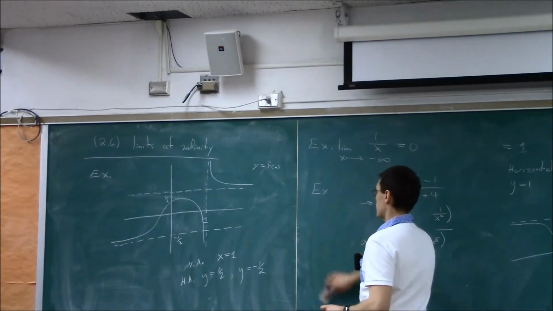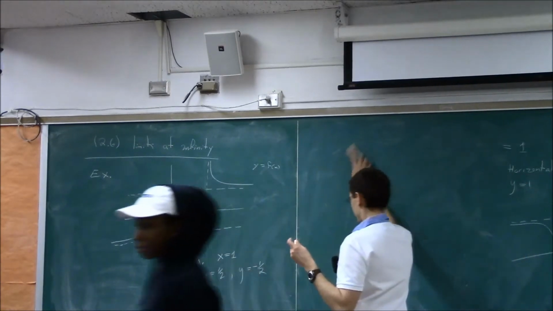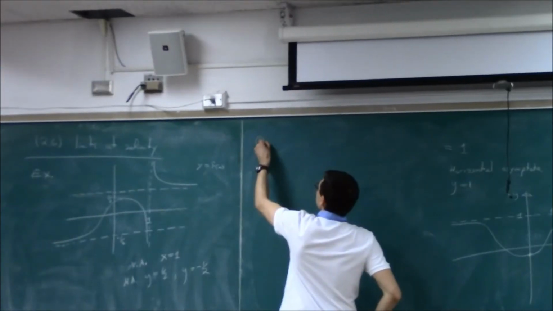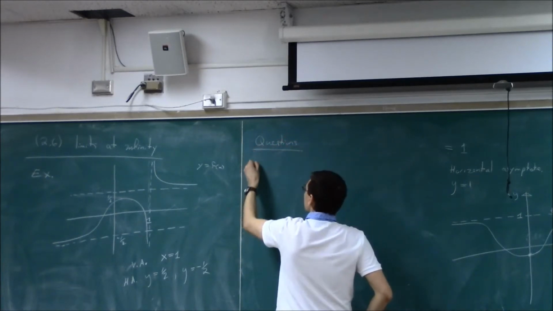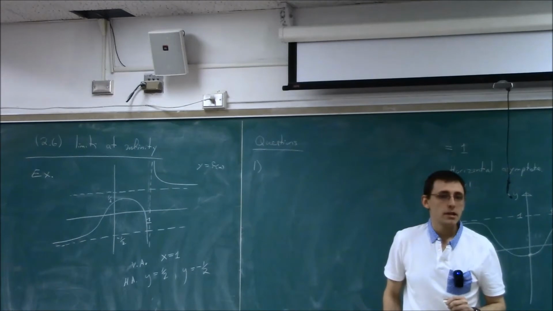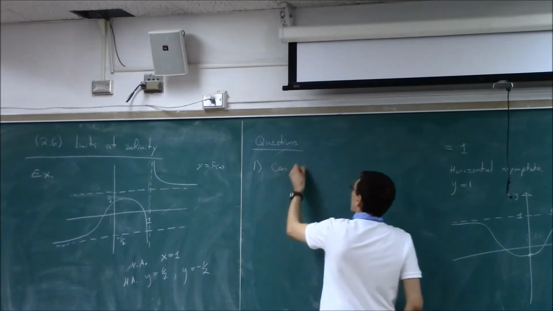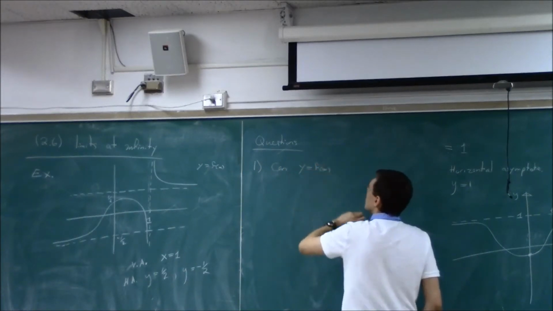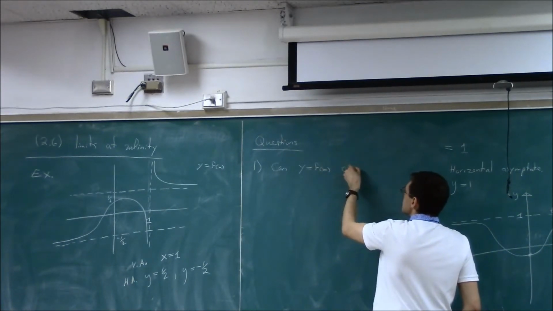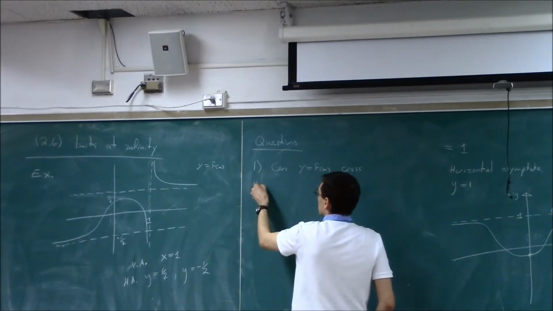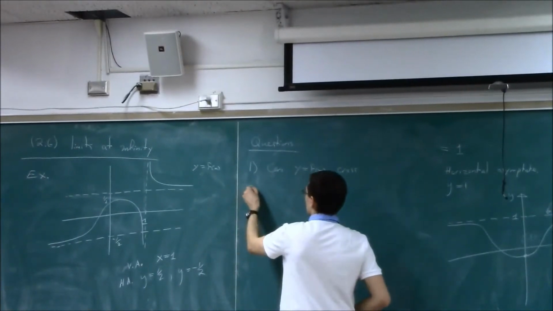Let me ask you a few questions just about your intuition. But try to think about it seriously. So first question I want to ask is, can y equal f of x, the graph, so to speak, intersect or cross the horizontal asymptote? Cross a horizontal asymptote.